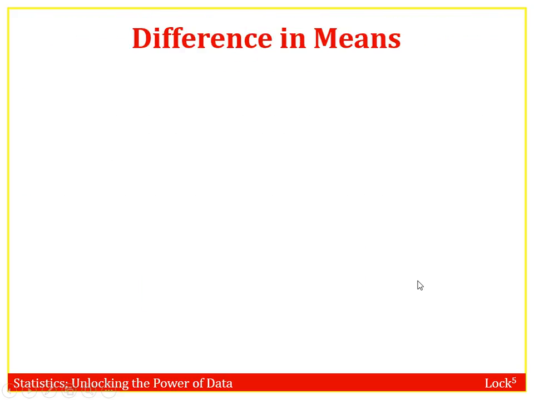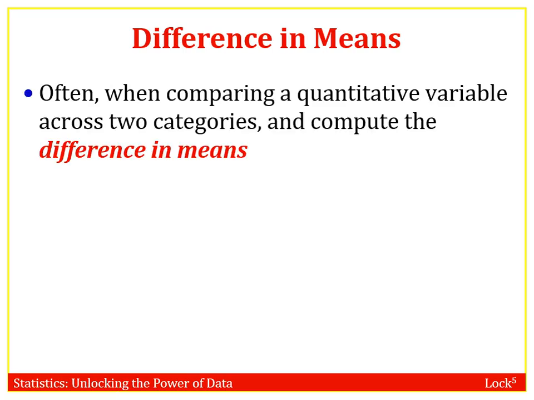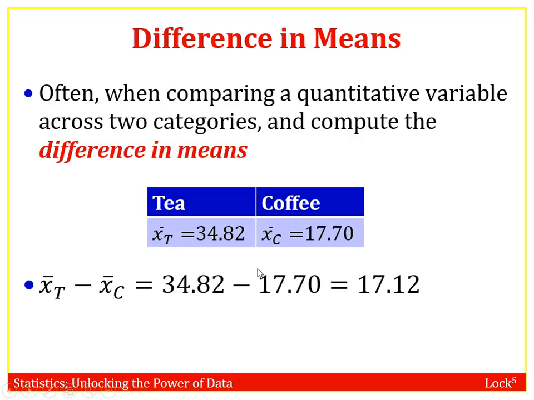Now, one of the things we did with our proportions was look at the difference in our proportions. We can do the same thing for the difference in our means for our quantitative data. So for this case, we take the mean of our tea, 34.82, minus the mean of the coffee, the 17.7, and we get a difference in the means of 17.12.